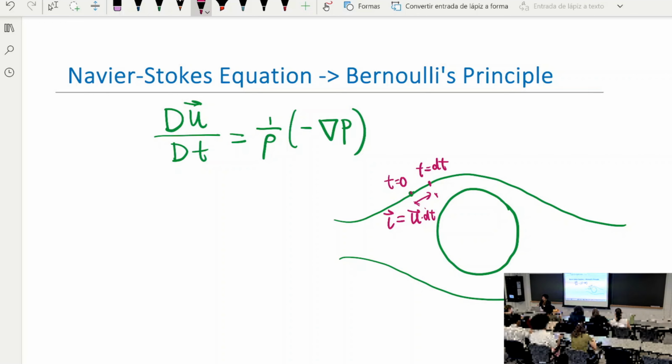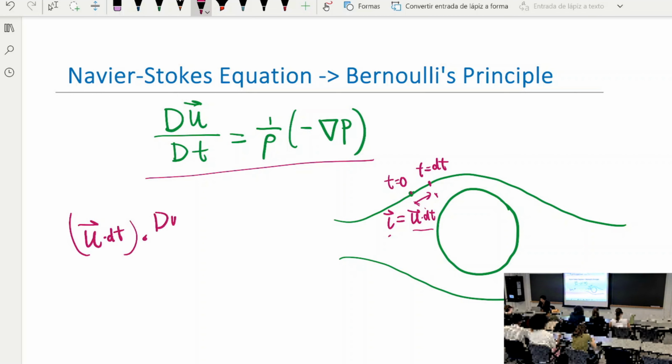Then something we can manipulate on this equation is to change this vector equation into a scalar equation by taking the dot product of both sides with this small dl. On the left hand side, u dt, this is a vector, dotted with du/dt, right? And that's equal to the right hand side, minus 1 over rho, grad p dotted with dl, right? The pressure gradient is of course also a vector, right?